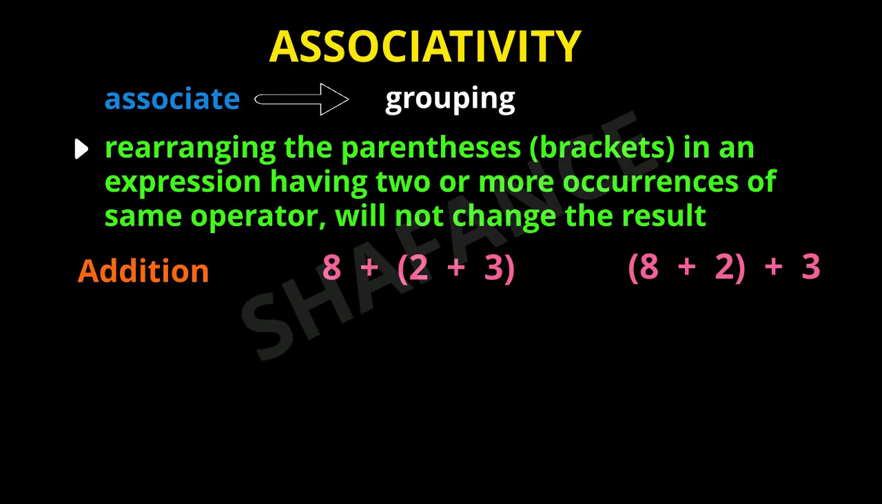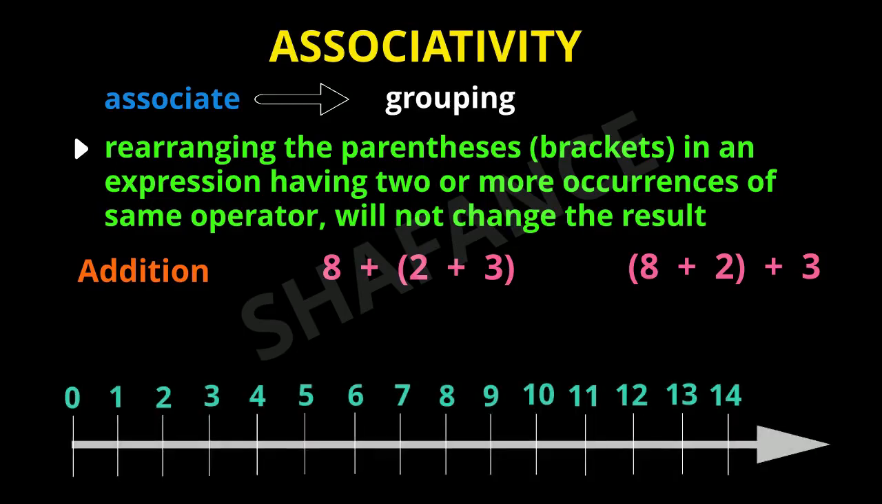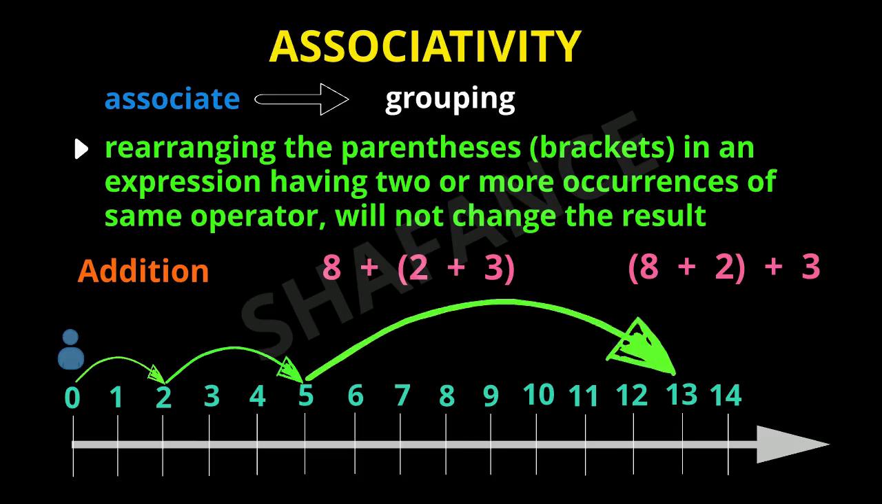So let's draw the number line, and in the starting, we will start from 0. In the first equation, we have 2 plus 3 inside the bracket. So first we will do that, because we operate the operation inside the bracket first. So first the person will move 2 steps and then 3 steps. So the person has reached 5. Now to this 5, 8 steps will be added. So finally the person reaches 13. So our answer for the first equation is 13.